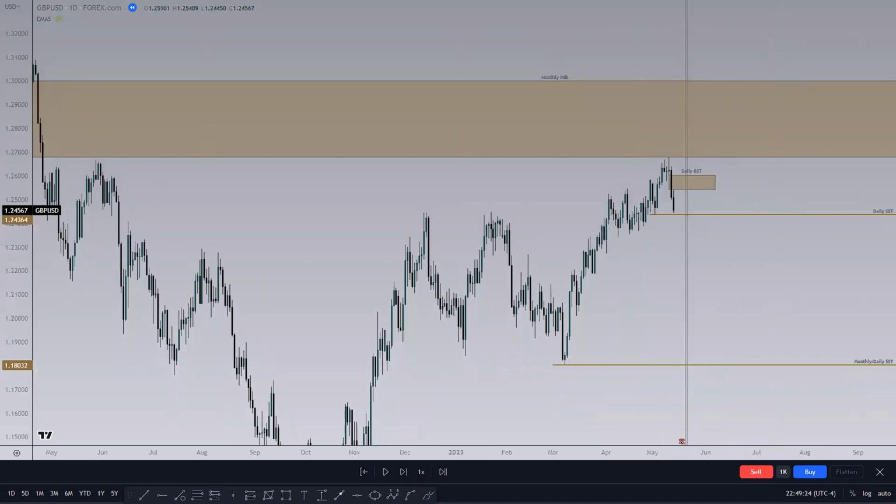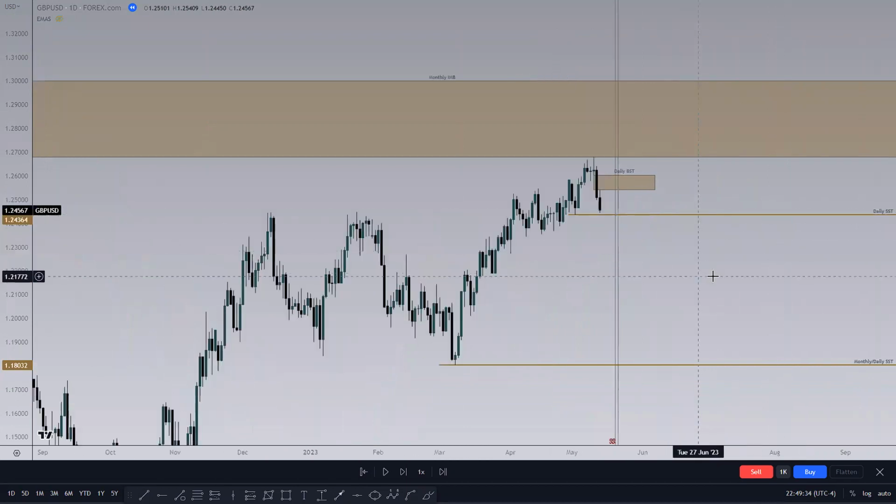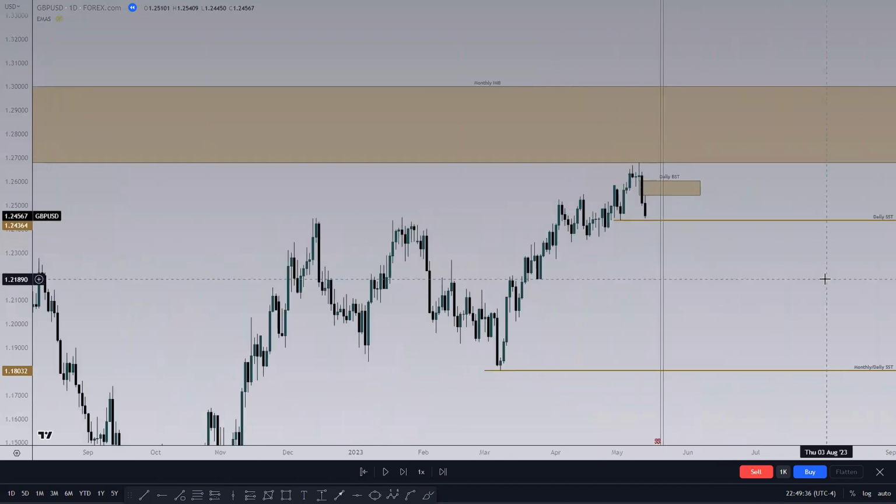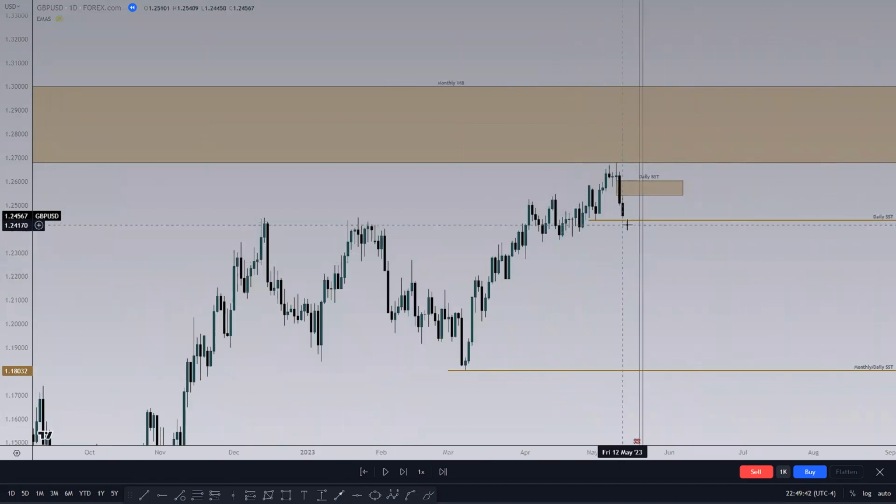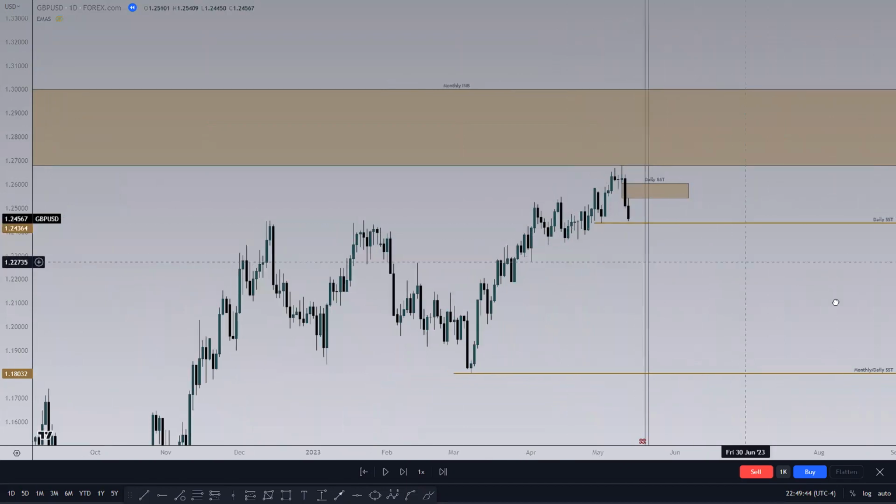So I'm just going to go over all the setups for Monday, 15th of May, up until Friday, 19th of May, which was last week. And I'm just going to go over essentially the goods and the bads for every single day. So starting with Monday, the 15th of May.